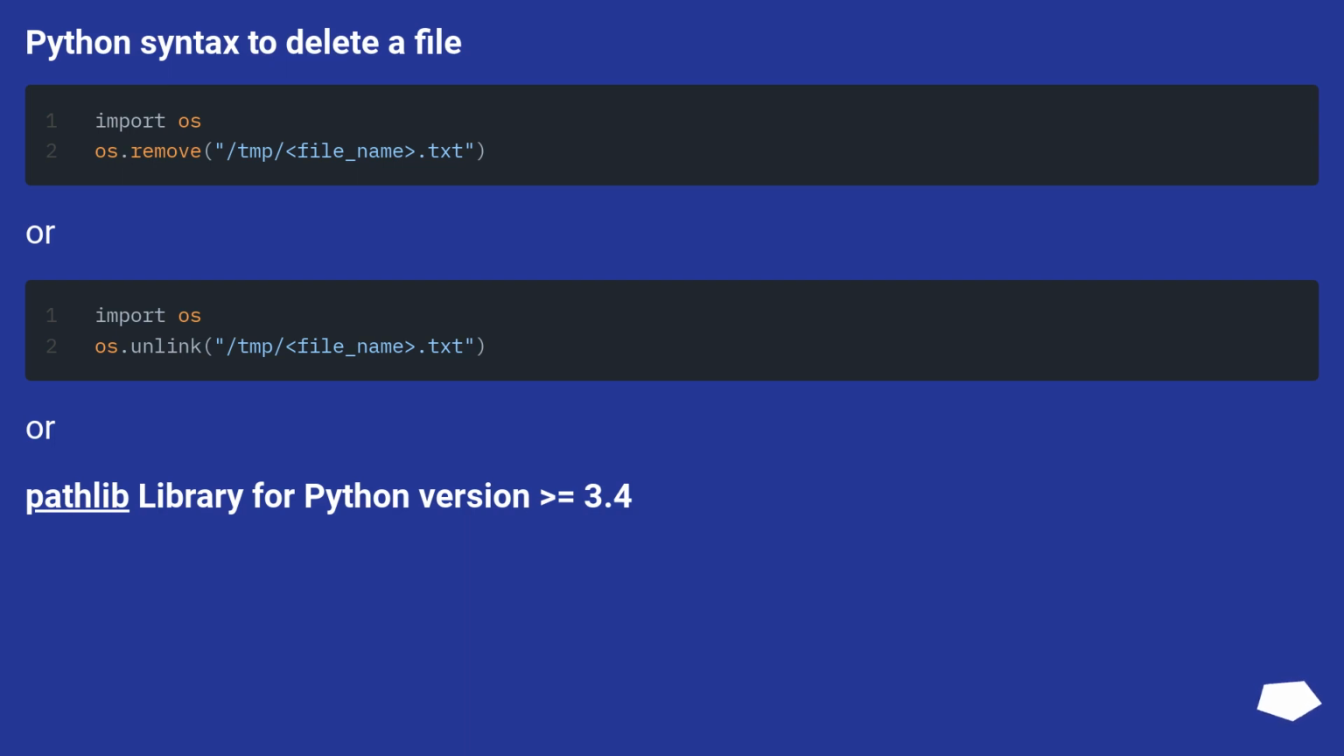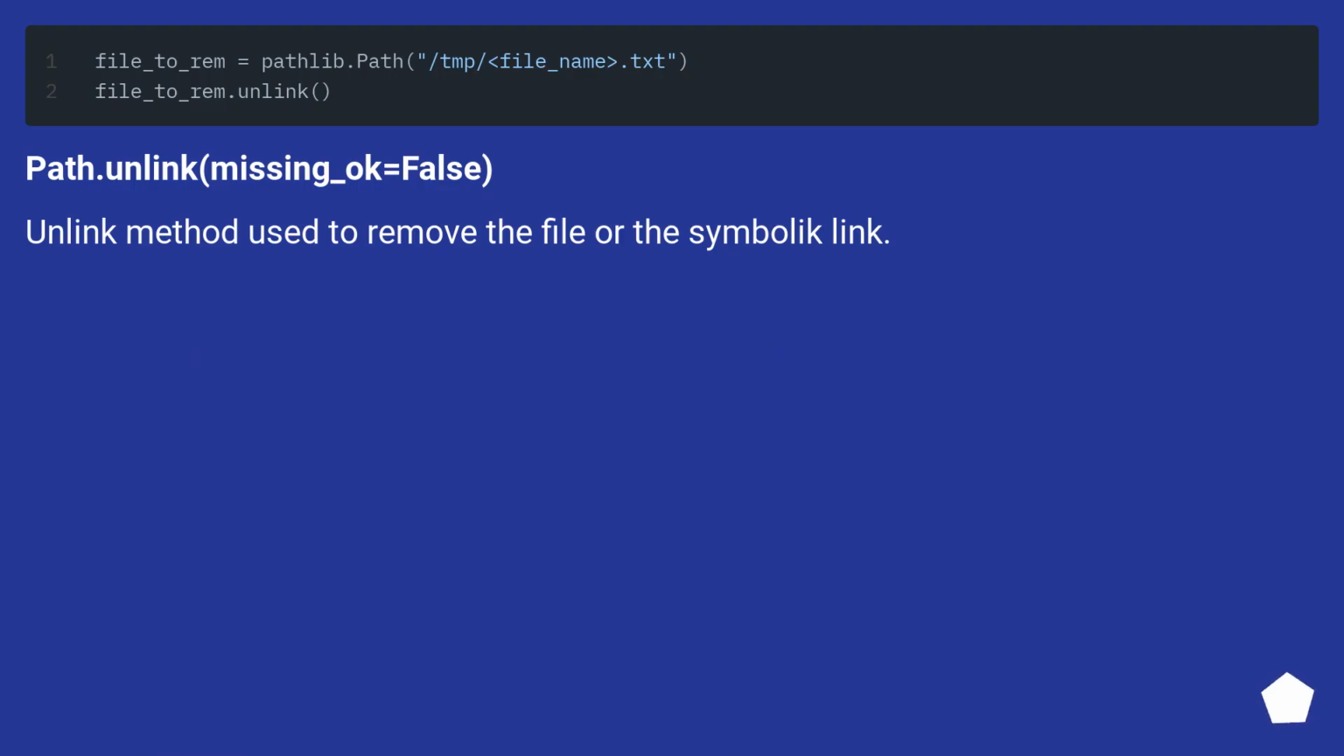Python syntax to delete a file. Or, the pathlib library for Python version greater than or equal to 3.4. Path.unlink(missing_ok=False). The unlink method is used to remove the file or the symbolic link.